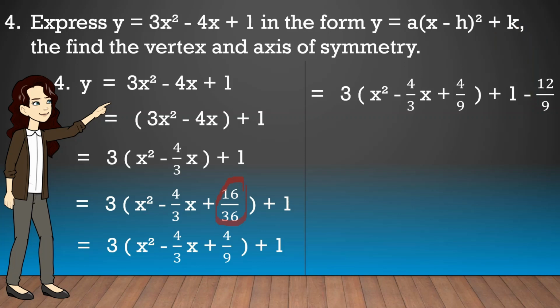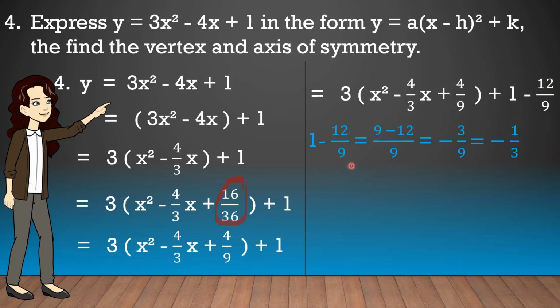So we have now 3 times the quantity of x squared minus 4 over 3x plus 4 over 9. So just copy only. Plus 1. Then 4 over 9 times 3 is 12 over 9. So instead of plus, we write minus 12 over 9. Then, how do we solve this? 1 minus 12 over 9.